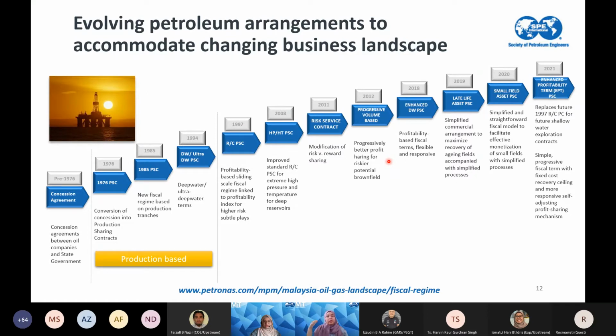And then what just came out this year is the EPT, Enhanced Profitability Term PSC. Forthwith, from now on, all new exploration contracts, shallow water, will take on these EPT terms. Okay, so I'll go over the last three PSCs, which are relatively new to everyone, in brief detail a little bit later.